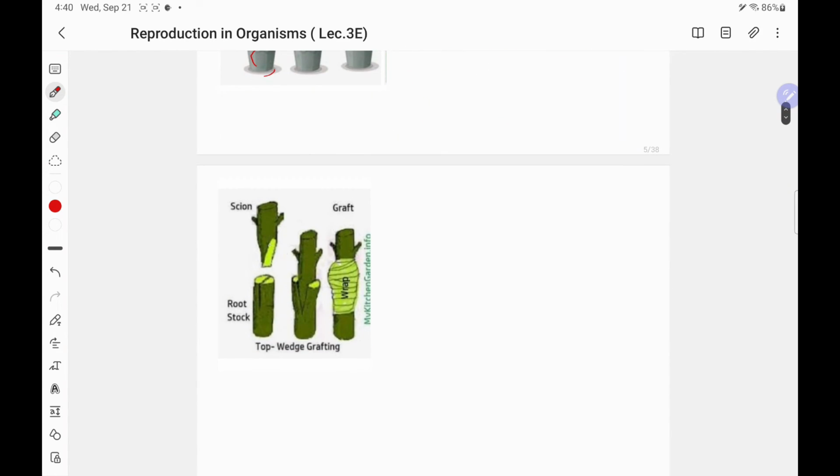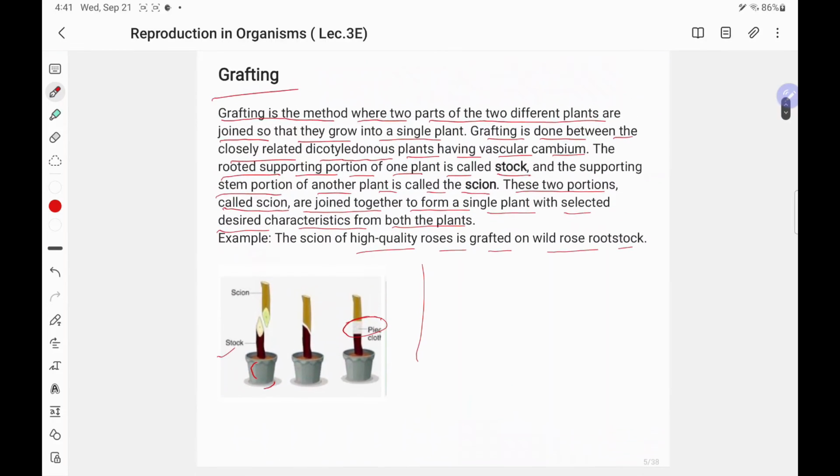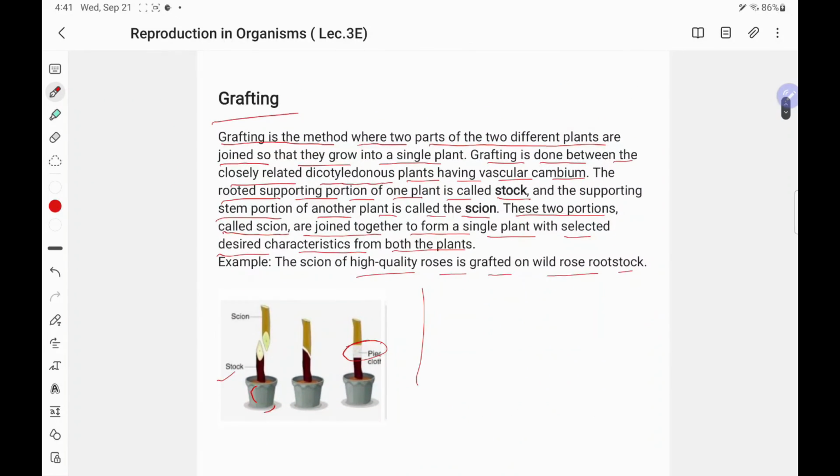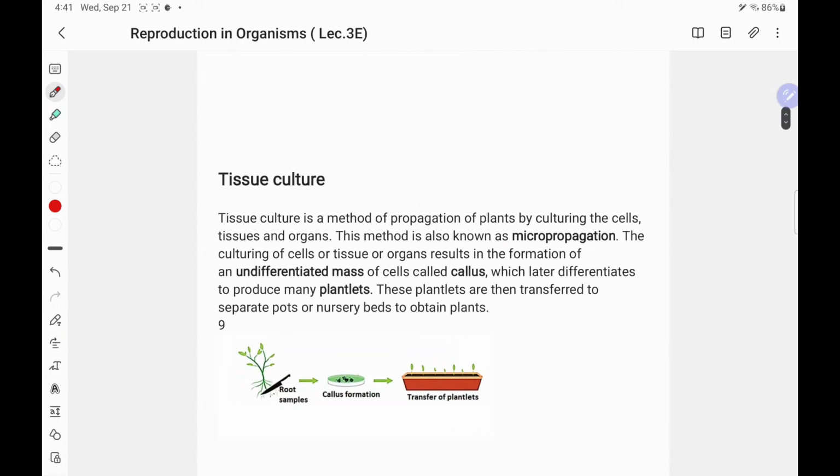In the first figure below, we have the root stock and the scion, the plant cuttings, and then both are set together and wrapped. After some time they grow roots and develop into a new plant.